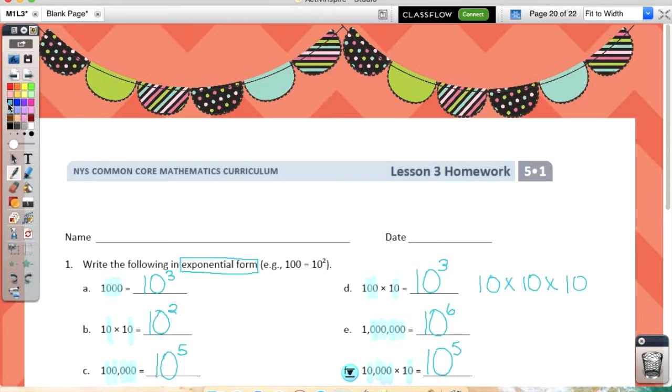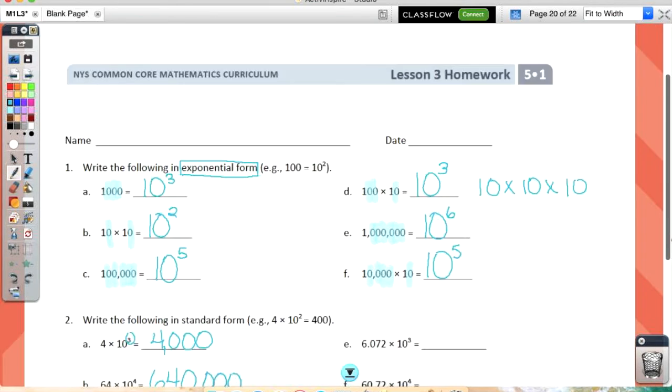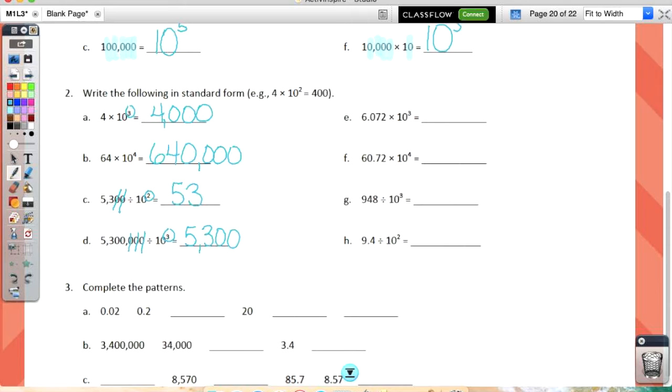Got to get back to the right color. Got to find my spot. So, 6,072. 1, 2, 3. Place your comma. How you doing? Okay. The important thing is that you'll be able to do this by yourself at the end of class tomorrow when you do your exit.